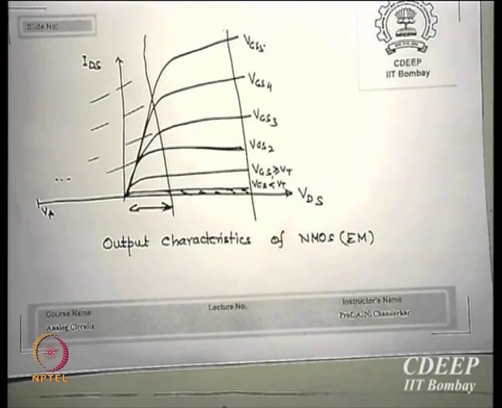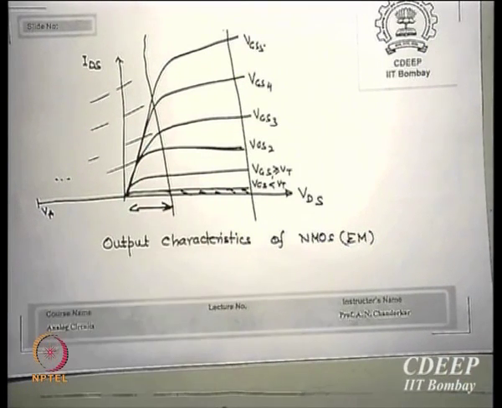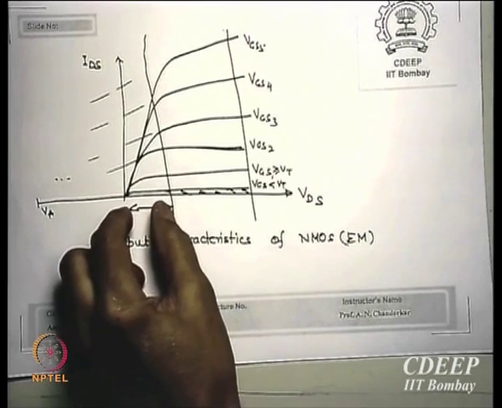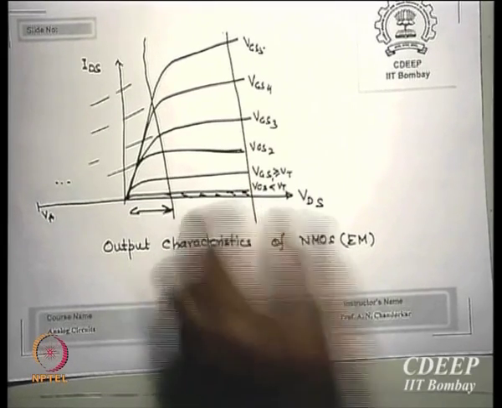These names are opposite in the case of bipolar. In the case of bipolar, this region we called saturated because there both junctions became forward biased, and the maximum collector current was made available. So there, this region we called saturated. In the MOS, we call this other region saturated. Is that clear? A slight difference in definition.